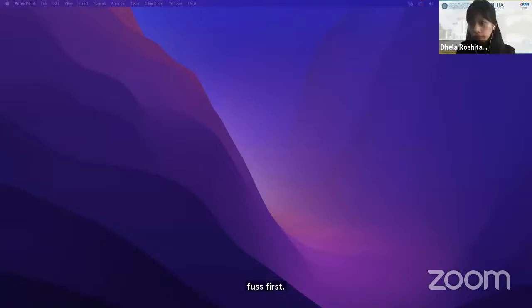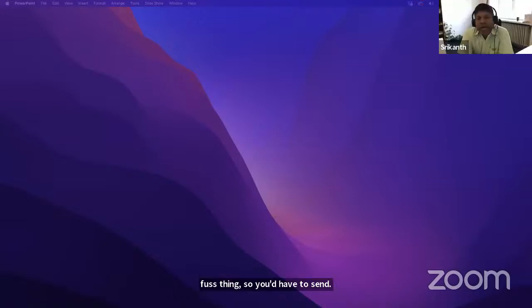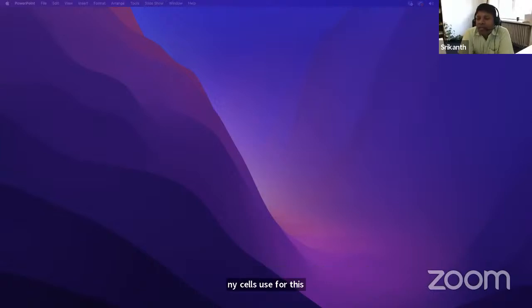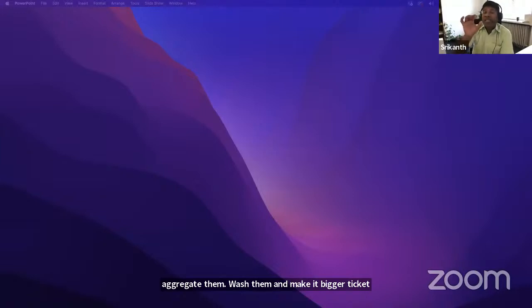First thing, you need to centrifuge to wash the medium. And I think you need to have a lot of cells in order to go for a SEM through the cell culture. I don't know how many cells you use for the SEM. Generally, if you use fewer cells and they're not adherent, they will be washed away. You need a lot of cells to aggregate them, wash them, and make a big aggregate, a kind of pellet that you can see. If you cannot see the pellet, I think it's quite difficult to see the SEM images.